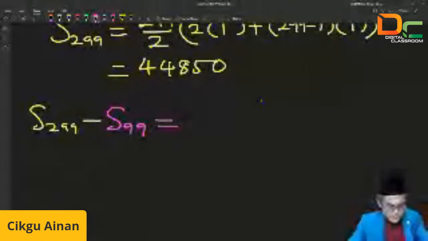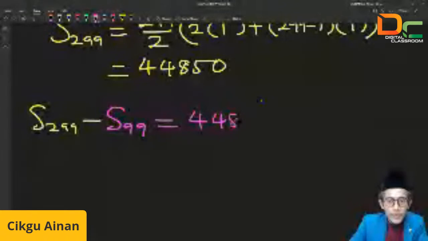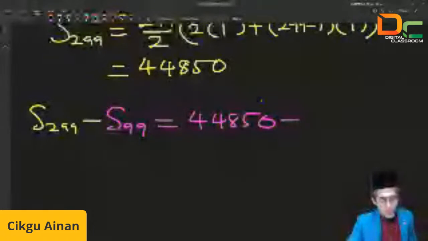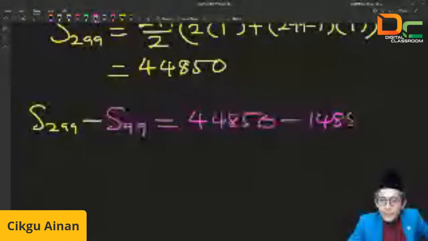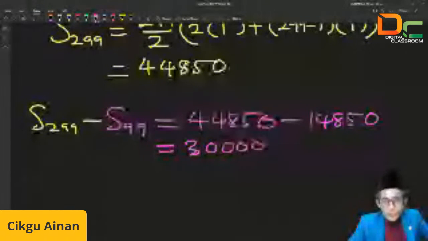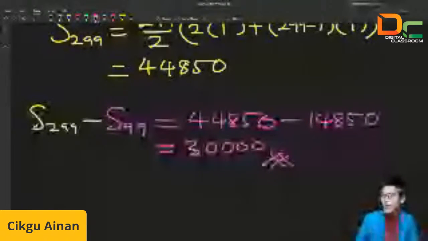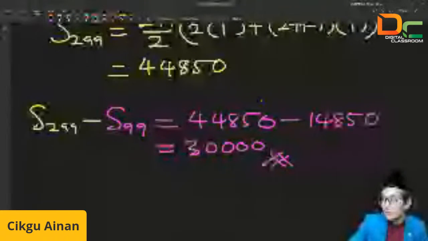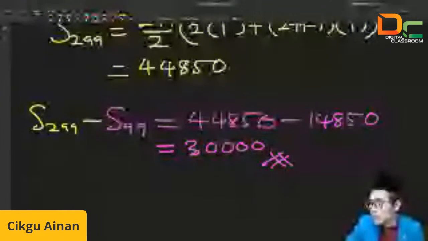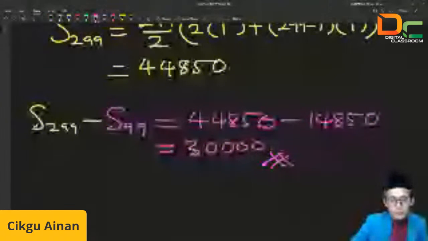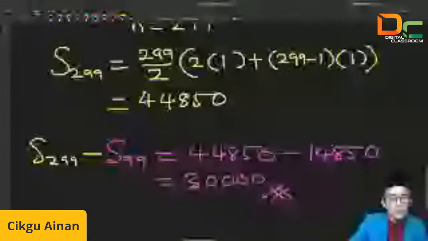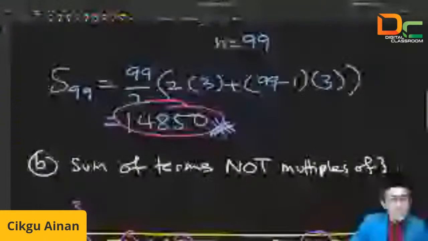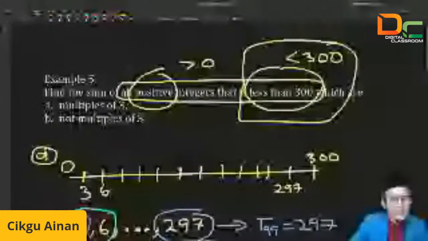Equals berapa tadi? 44850 minus 14850. So it's 30,000. Okay. Itu sahaja. 44850. Okay, good. So this is dah kan? Not multiple. Okay, settled.